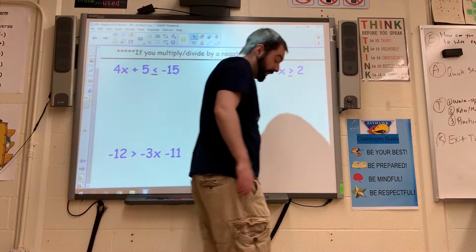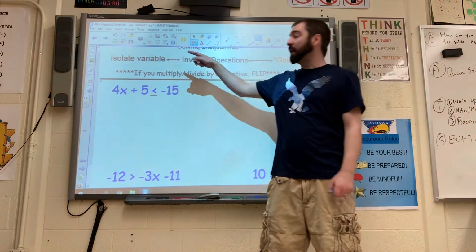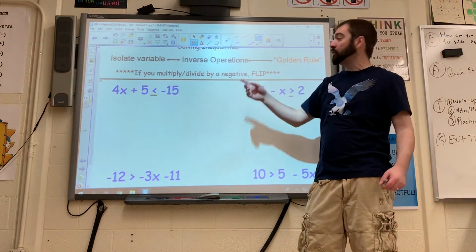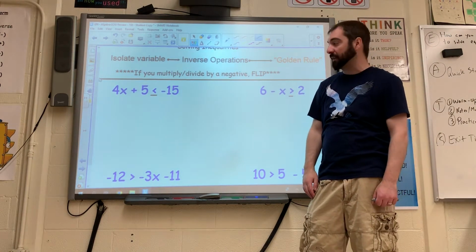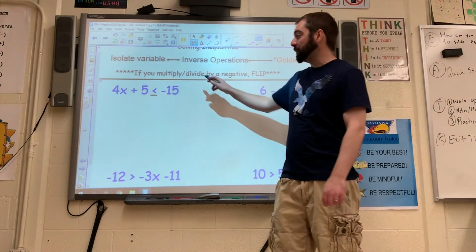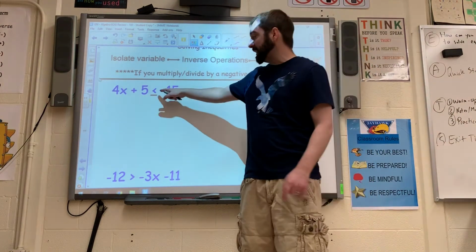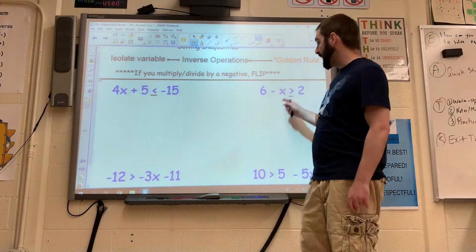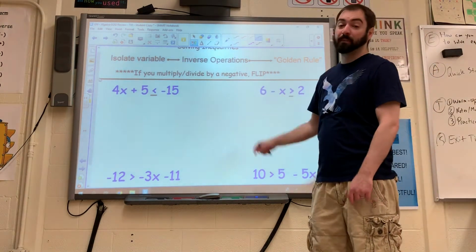Inequalities, solving them. Again, as I said, the steps that we're going to take are almost exactly the same. We're going to isolate a variable, inverse operation, and golden rule. Whatever we do to one side of the inequality, we're going to do the exact same thing to the other side. The only extra step that you have to throw in is when you're multiplying or dividing by a positive, the symbol is going to stay the same. Anytime you're multiplying or dividing by a negative coefficient, you have to end up flipping the sign to make it a true statement.